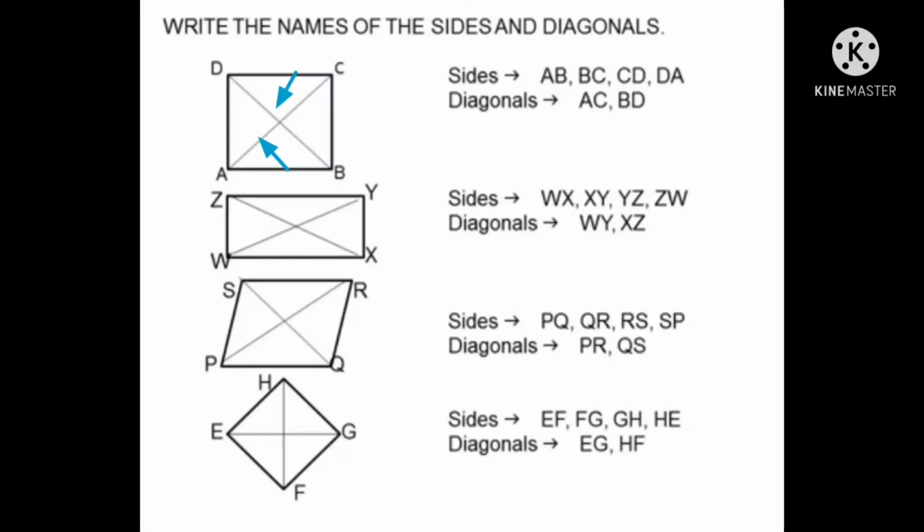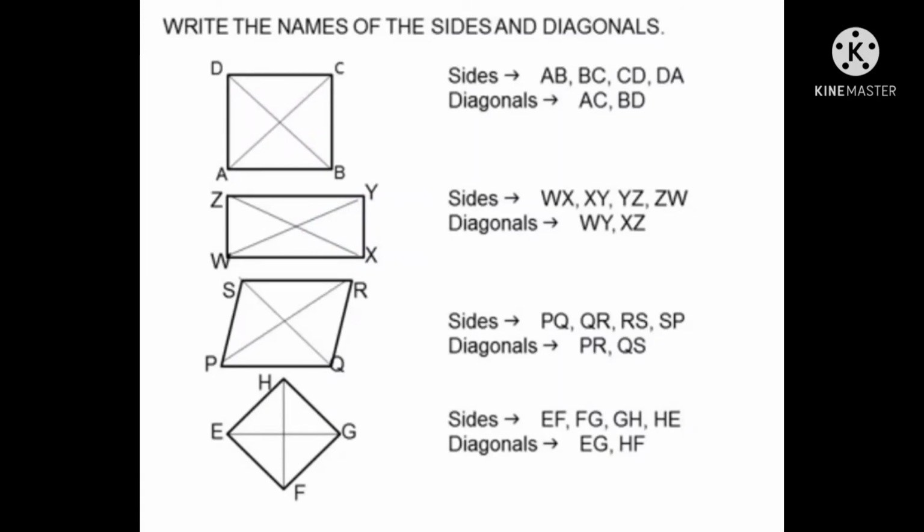The next shape is the rectangle. Here we give the names W, X, Y, Z. The sides are WX, XY, YZ and ZW. These are the sides, and the diagonals are WY and XZ. So two diagonals here also.